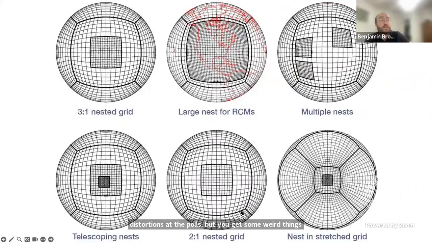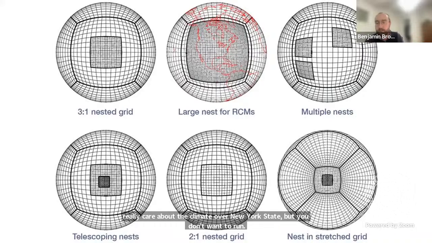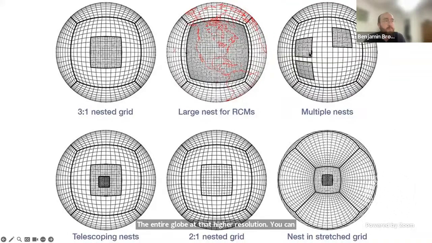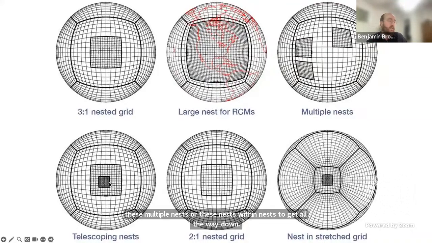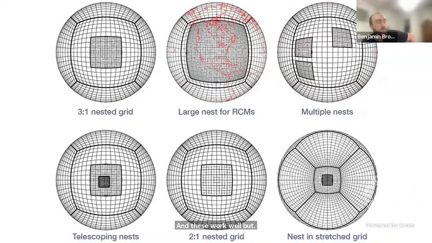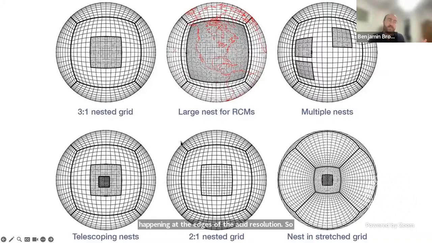And then another really interesting and exciting thing is the ability to do pretty complicated nesting of grids, where let's say you really care about the climate over New York State, but you don't want to run the entire globe at that higher resolution. You can do these multiple nests, or nests within nests, to get all the way down. And these work well, but sometimes you get weird things happening at the edges of the nested resolution. So there are things to track there, but that is a real quick run-through of where climate models are now.